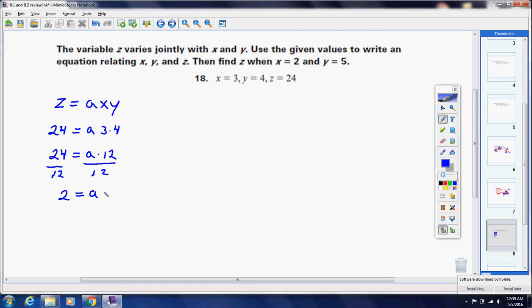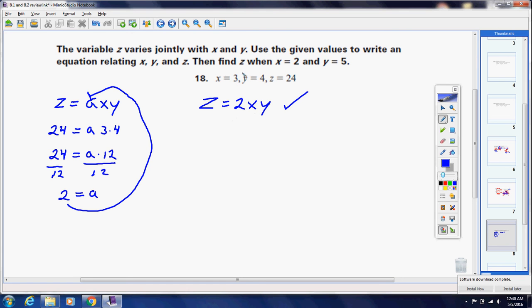So I'm going to plug this a value into my general equation for joint variation. I end up with the equation z equals 2 times xy. That's my equation. It says write an equation relating x, y, and z. I did that here. I related x, y, and z in a specific equation.